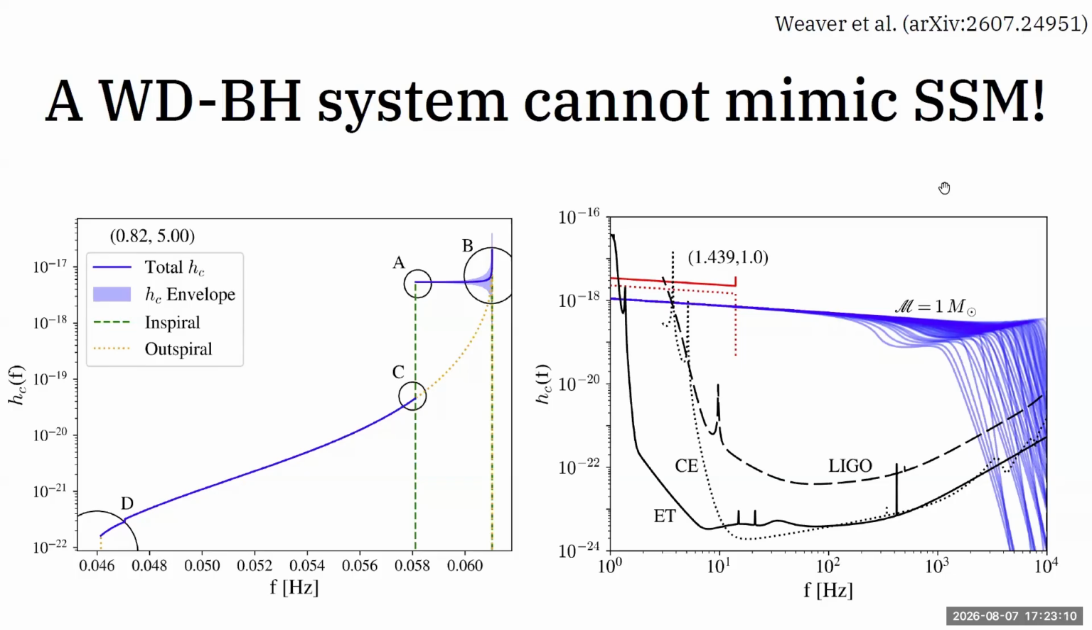What about the white dwarf black hole system? If you have a white dwarf of about 1 solar mass and a heavy black hole, say 0.8 solar mass and 5 solar mass, can they mimic the signal? The answer is no, and this is a very interesting system. As a function of frequency, this is the gravitational wave strength and how they evolve. At first, these two systems get closer to each other, and the frequency increases.